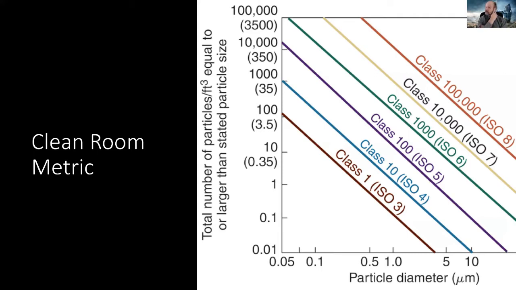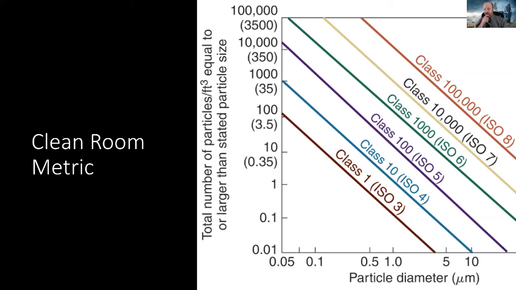Okay, so when you talk about a clean room class, a classification of a clean room in terms of its cleanliness, you're talking about the number of particles per cubic foot at a given size or bigger. Okay, so that's kind of what you're going to look for.